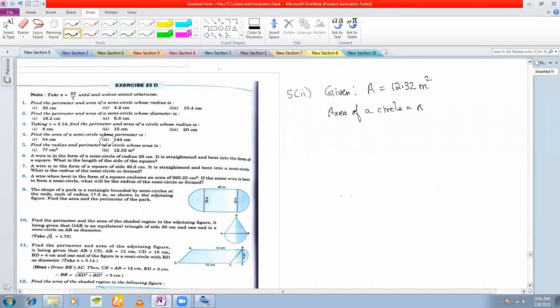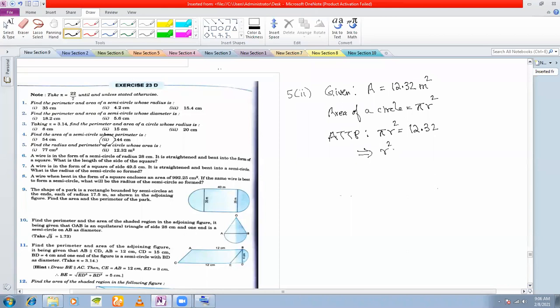We know that the area of a circle is pi r square. So therefore, according to the problem, pi r square must be equal to 12.32. Now 12.32, if you see, is a multiple of 11. So it's better to put pi as 22 by 7.